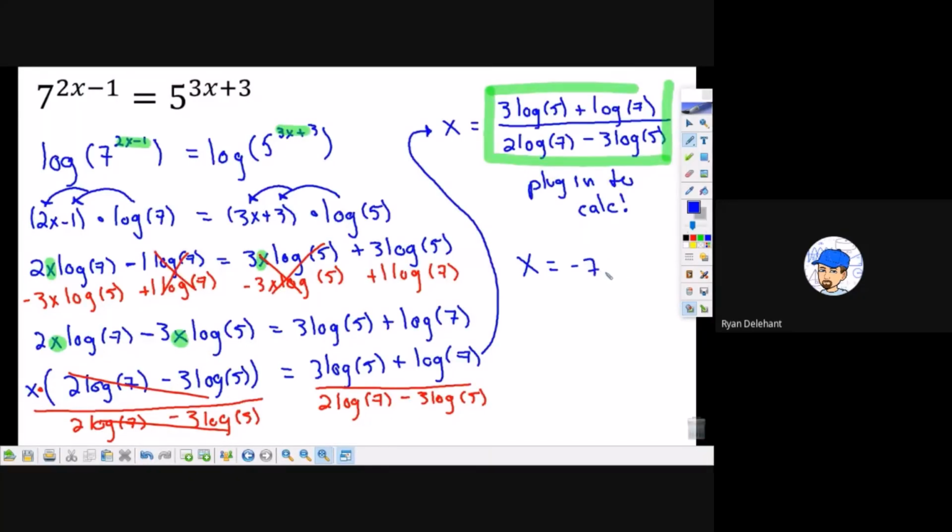Negative 7.23. And what that means is if you plug this number in for x into both of these expressions up here that you started with, you plugged it in here and here, you're going to get relatively the same number answer when you plug that negative 7.23 in for both of them. That's by far the most difficult one, solving for logs, that you will see, I promise.